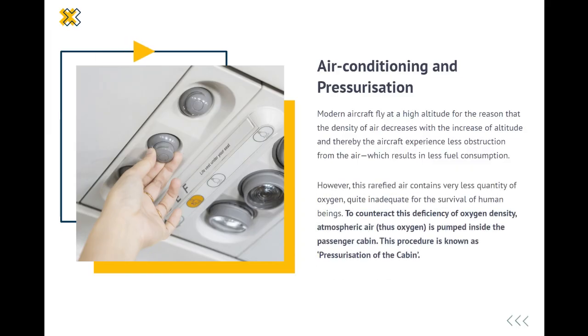Air conditioning and pressurization. Modern aircraft fly at a high altitude for the reason that the density of air decreases with the increase of altitude, and thereby the aircraft experience less obstruction from the air, which results in less fuel consumption. However, this rarefied air contains very less quantity of oxygen, quite inadequate for the survival of human beings. To counteract this deficiency of oxygen density, atmospheric air, thus oxygen, is pumped inside the passenger cabin. This procedure is known as pressurization of the cabin.